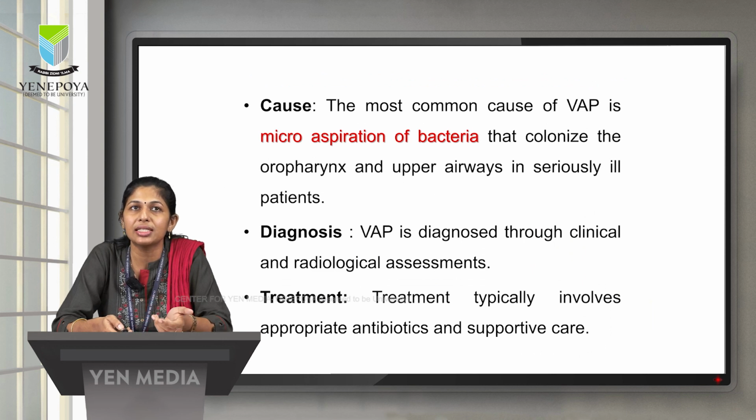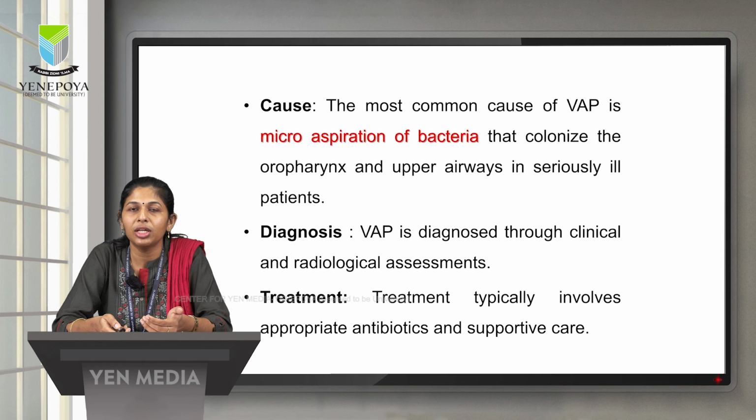Then what would be the reason for the occurrence of ventilator associated pneumonia? The most common cause is microaspiration of bacteria that colonize the oropharynx and upper respiratory airways in seriously ill patients. Next, how do we diagnose this type of pneumonia? Ventilator associated pneumonia is diagnosed through clinical and radiological assessment.